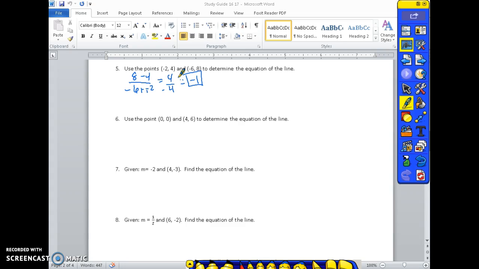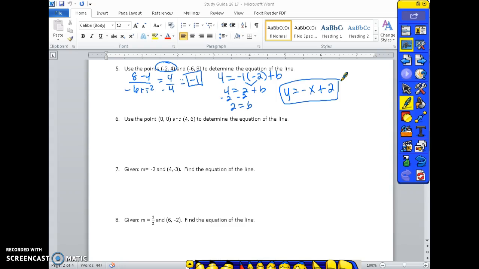To find my y-intercept, pick one of the points, it does not matter which one, and plug it into y equals mx plus b. I'm going to pick negative 2, 4. Y equals m times x plus b. Negative 1 times negative 2 is positive 2. 4 minus 2 is 2. So y equals negative 1x plus my y-intercept, 2.